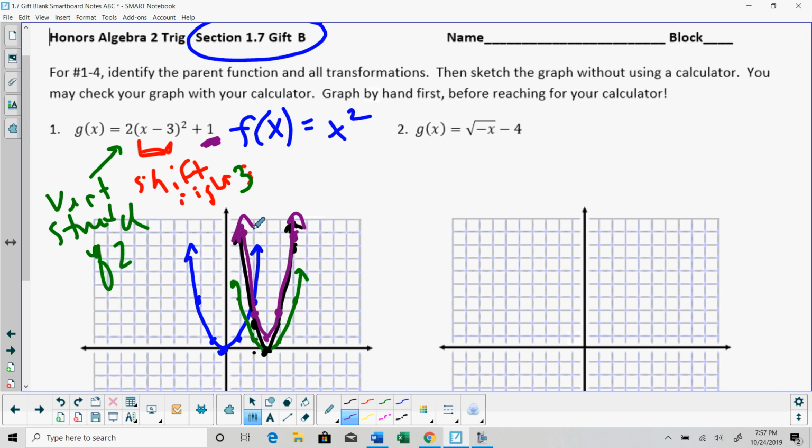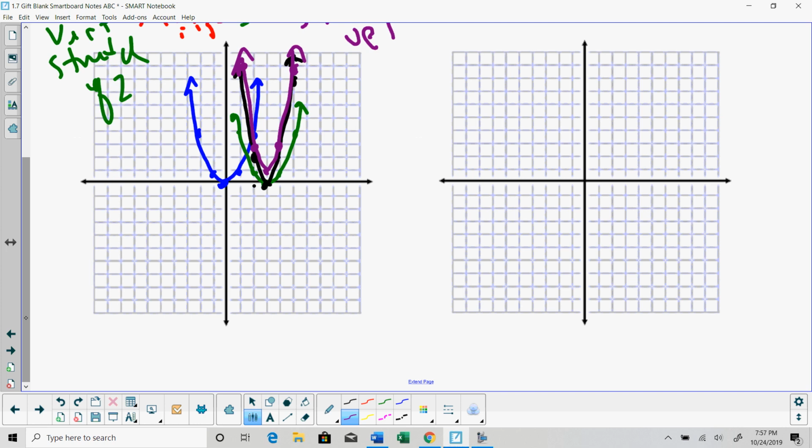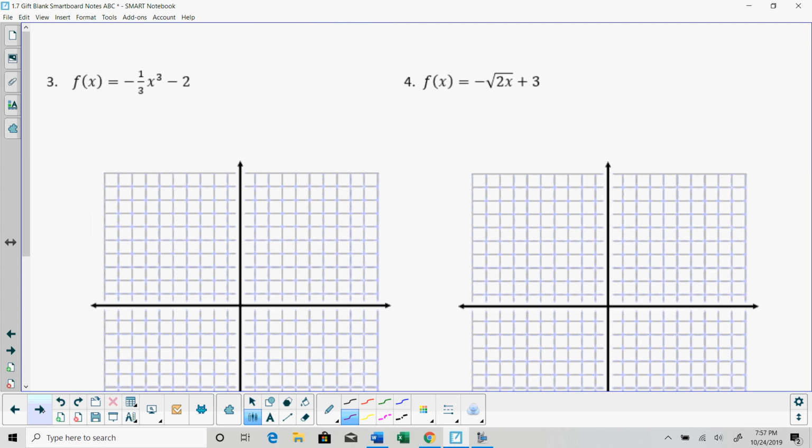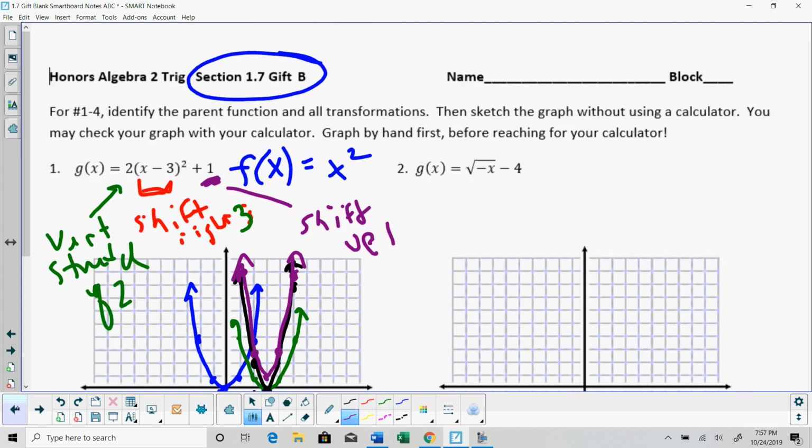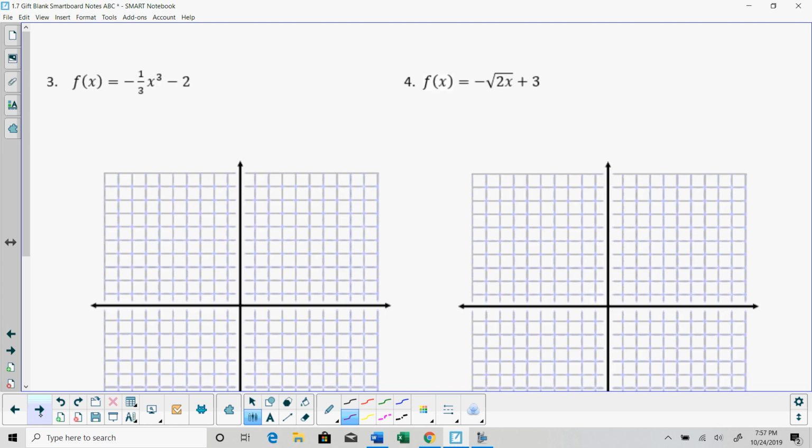So it's been shifted to the right 3, it's been vertically stretched, and I didn't write this down, but it's been shifted up 1 unit. Okay, so that's how you do problem number 1 from B. Let's see if there's anything else, did we follow all the directions? I think so, except we didn't check it with the calculator, but I'll let you do that. And maybe we should do one more of these together.